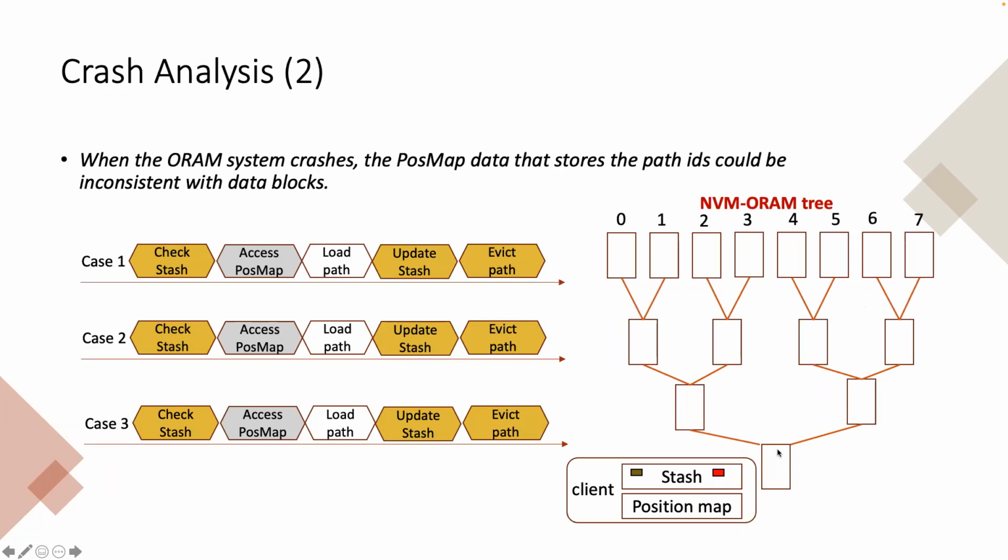In the second scenario, it happens in the second step, when we access the position map and want to assign a new random path ID to the accessed data block.